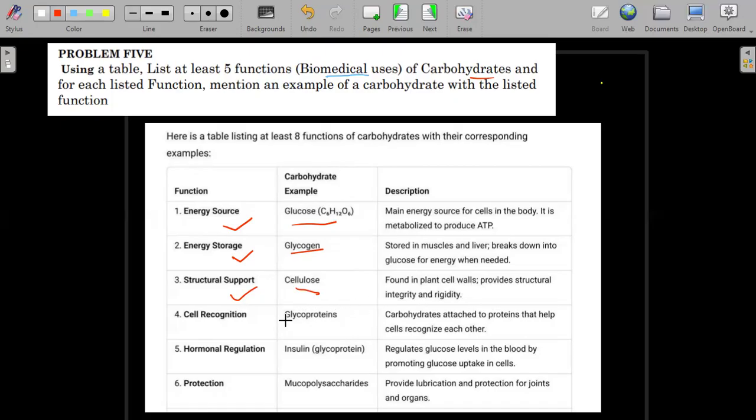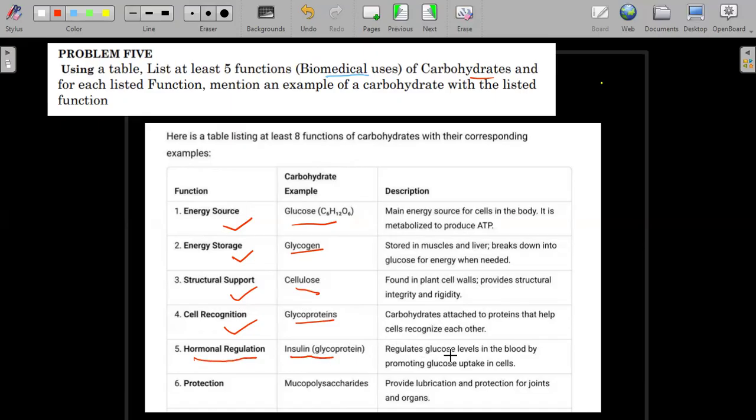rigidity. Another function is cell recognition. We have glycoproteins on the plasma membrane. These carbohydrates are attached to proteins that help cells recognize each other. So we have that as well. The other function is hormonal regulation. A good example is insulin. Insulin is also a glycoprotein.